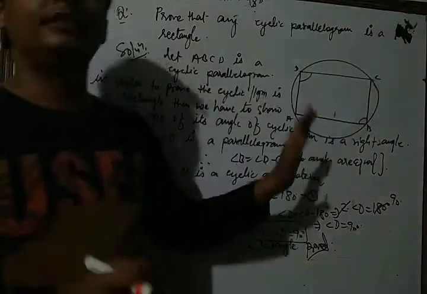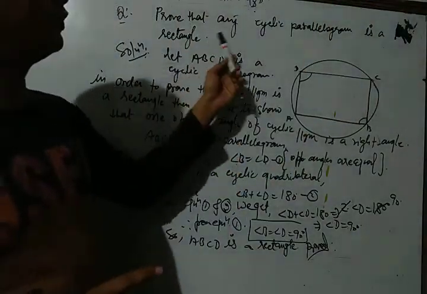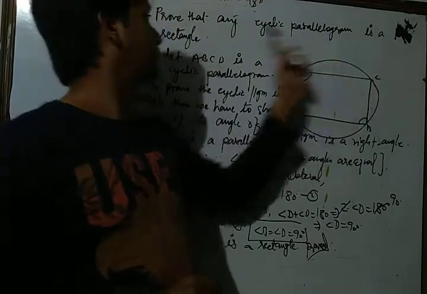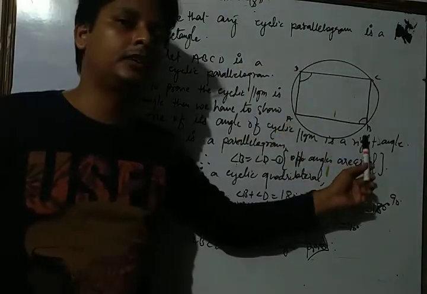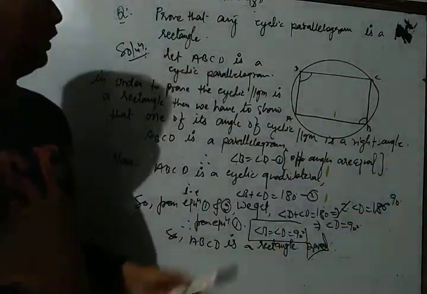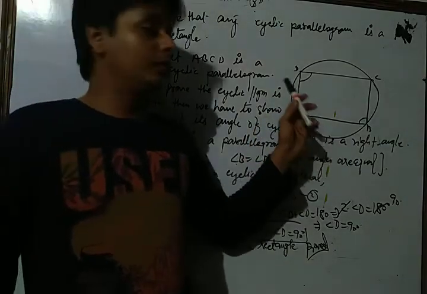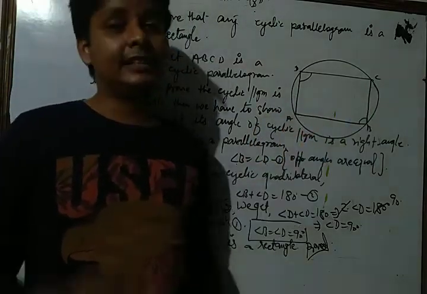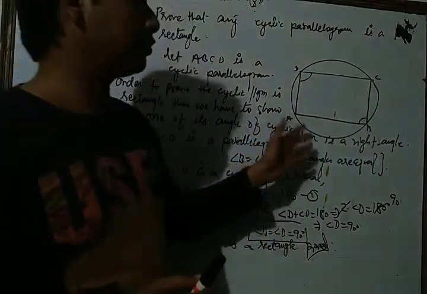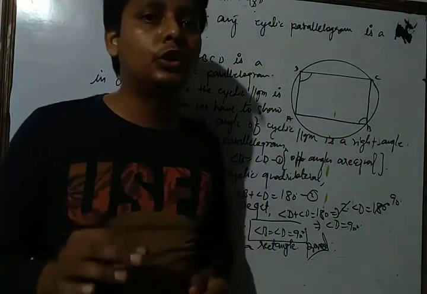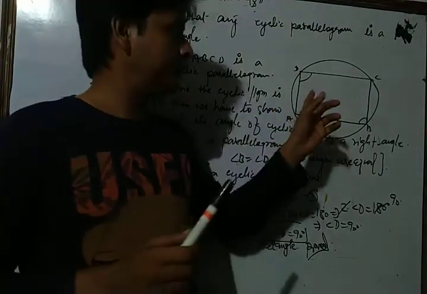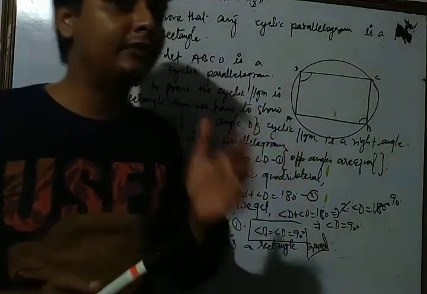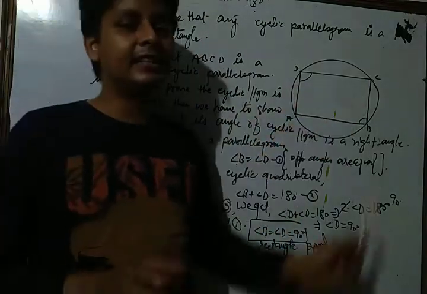Let's see once more. Dear students, we have to prove that any cyclic parallelogram is a rectangle. First of all, we draw a cyclic parallelogram ABCD. In order to prove that it is a rectangle, we first have to show that one of its angles must be a right angle. If one of its angles is a right angle, then we can say that ABCD is a rectangle.